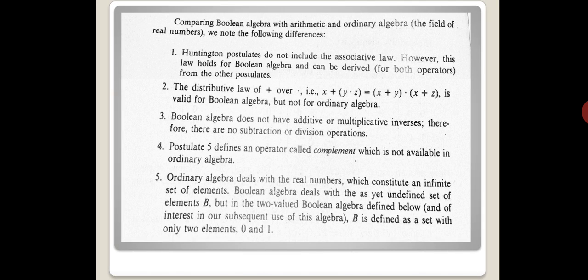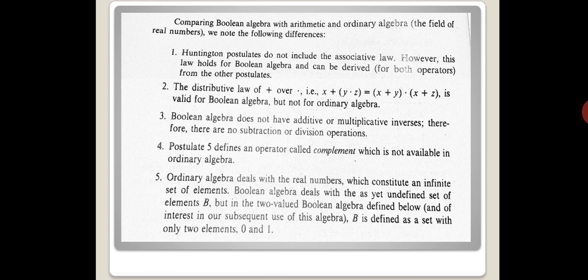Now you can see the second slide, comparing Boolean algebra with arithmetic and ordinary algebra. There are some points which you have to remember. There is a concept of Huntington postulates, which is one of the postulates you have to see. We can say it's a kind of law, and they say that it does not include the associative law.